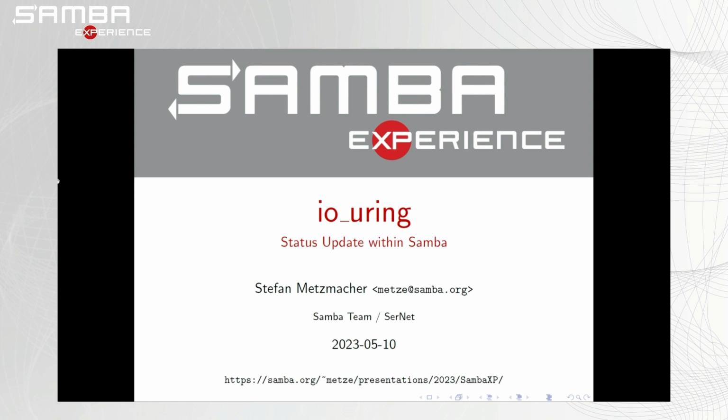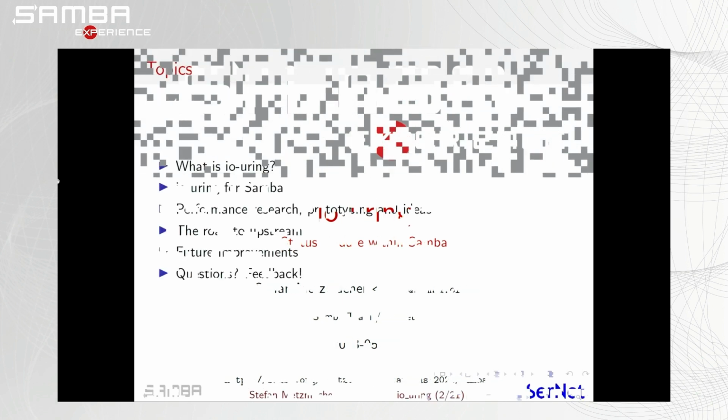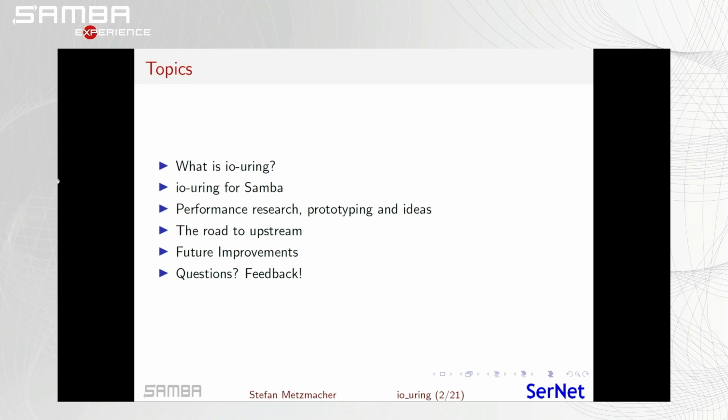And I'm talking about the effort to make use of io_uring in Samba, and I presented about that before, and this is the status update where we currently are. So the topics are a brief overview of what io_uring is, how we can use it in Samba, and what parts of it will be used in Samba, some performance research, prototyping and ideas, and then the heavy road to upstream and possible future improvements.